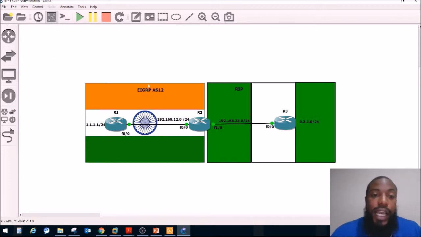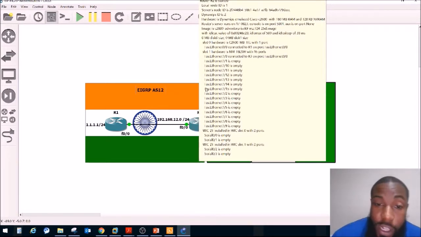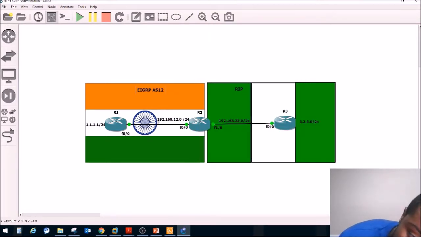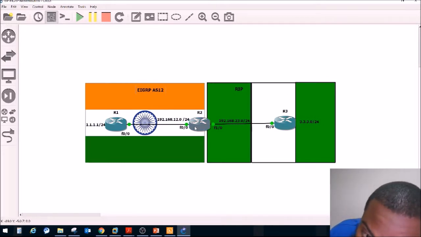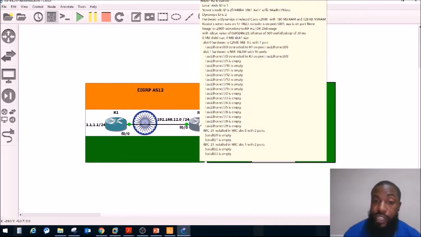So on the left-hand side, we've got EIGRP AS number 12, autonomous system number 12, right? We've got router 1 in EIGRP. He's got a loopback set up, and we've got router 2 in the middle. Obviously, he's going to be the middleman. He's going to speak EIGRP, this language. He's also going to speak RIP, so he speaks two languages. Router 2 is the only one that speaks two different languages, right?